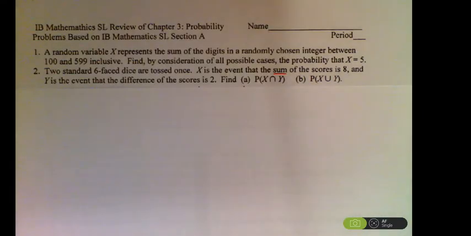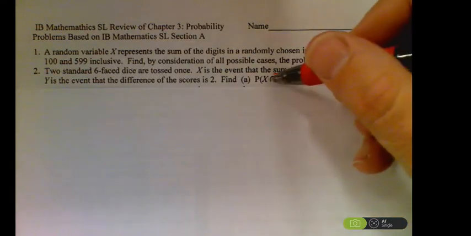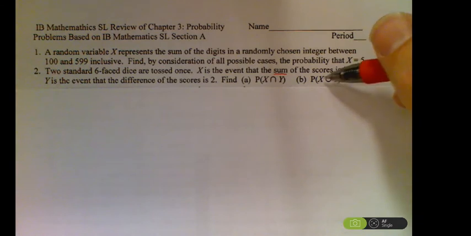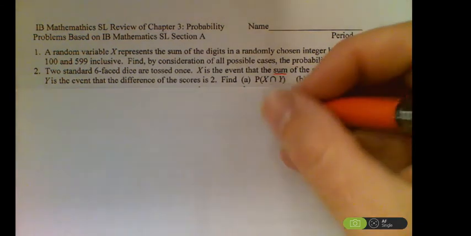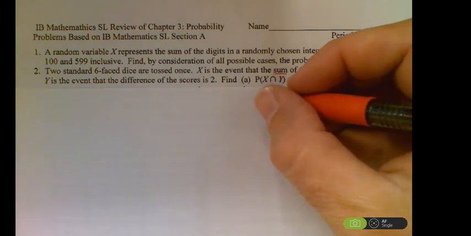The formula would look something like this, though. So if we're going to say the probability of a sum of 8 or a difference of 2, so the probability for the sums of 8.